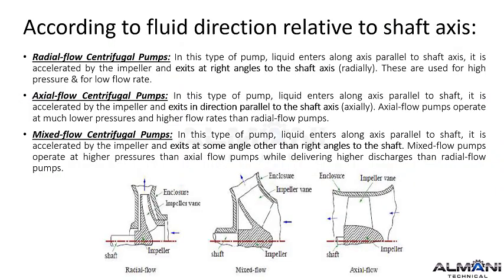Centrifugal pumps are also classified by how the fluid moves through them. In a radial flow pump, liquid enters axially, but is flung out at a right angle to the shaft, creating high pressure. In an axial flow pump, the liquid enters and exits parallel to the shaft, resulting in very high flow rates but lower pressure. A mixed flow pump is a hybrid. Fluid exits at an angle, giving a balance of medium pressure and high flow, making it a versatile middle ground option.